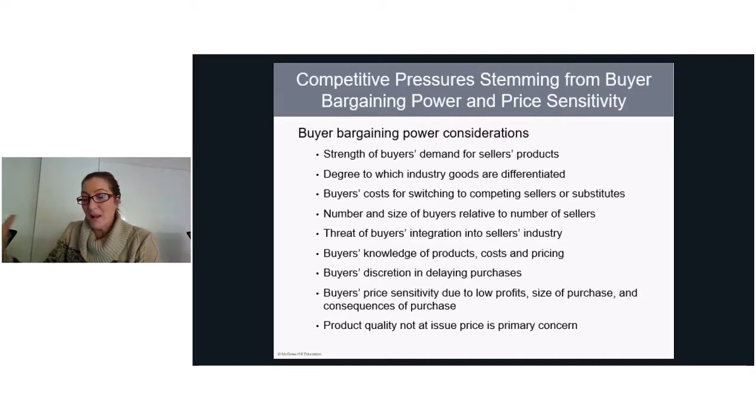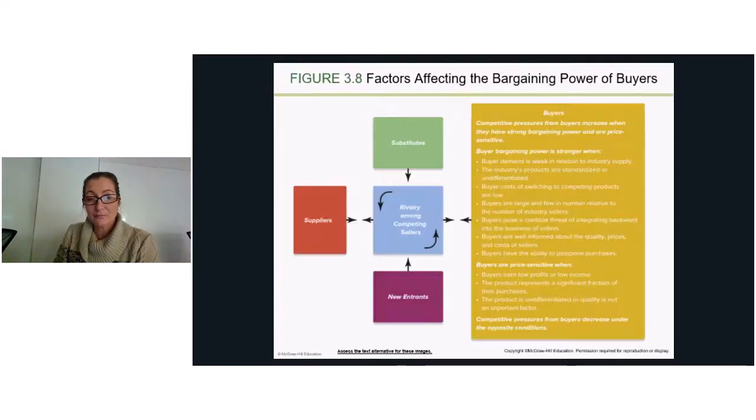Maybe what happens if they don't get their goods on time? Then they may be willing to pay a higher price to get the products when they need them. Maybe they're making a large purchase and so they can negotiate a lower price. Product quality is not at issue because price is the primary concern when we're looking at this bargaining power. But of course, if you want a quality product, that buyer is going to have to pay for it.